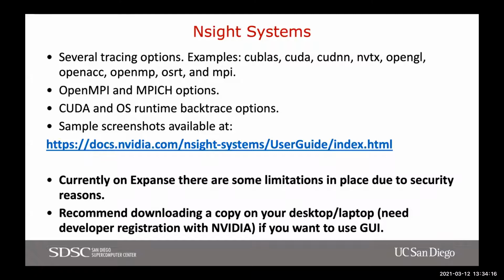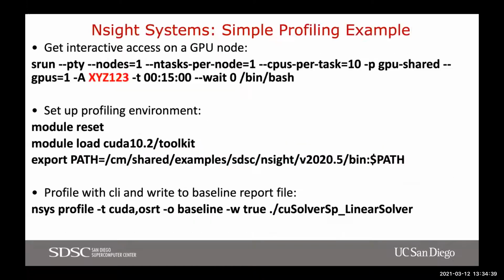As I said, on Expanse right now, because of security reasons, we have some limitations. But you can still run Nsight Systems and get quite a bit of info. But if you want to use the GUI, I would suggest trying to do it on the desktop, because you might have a really laggy response if you try to do it from Expanse directly from a GPU node, for example.